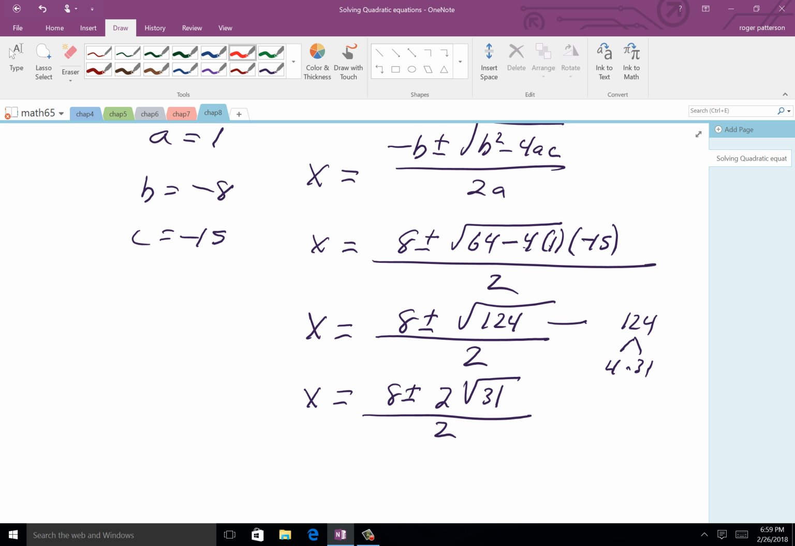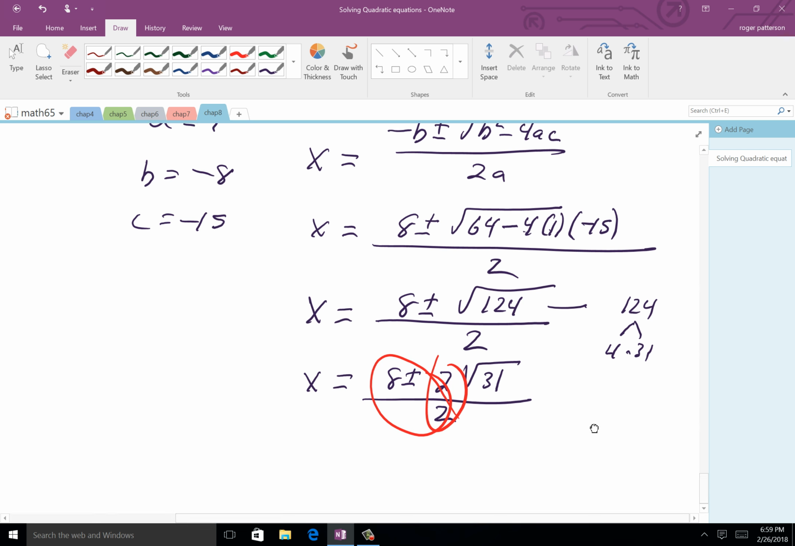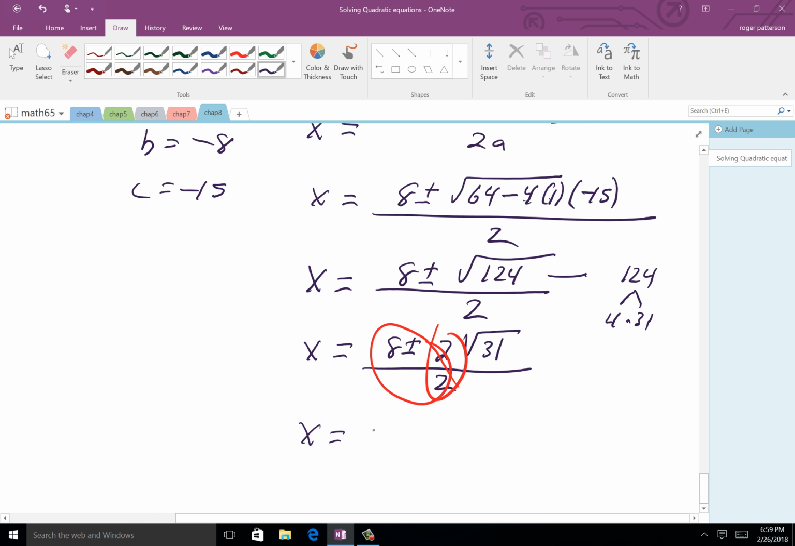Now, you think, aren't we done yet? No, because you can reduce this. 2 goes into 8, 4. 2 goes into 2 once. There's our exact answer.